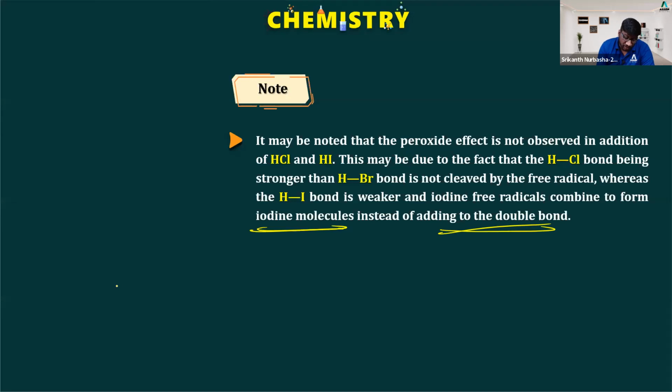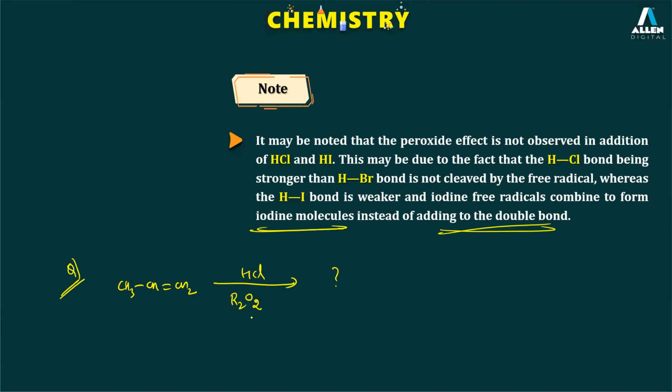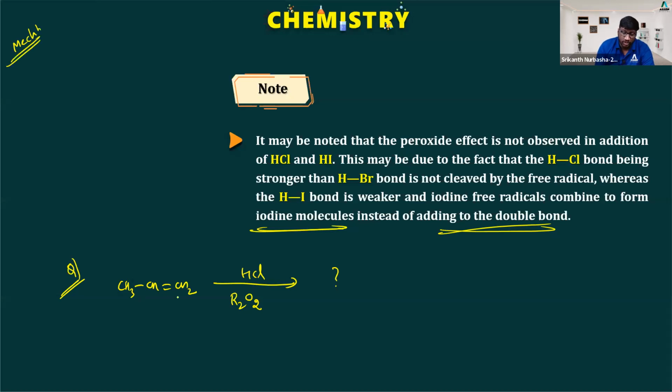Like if I give a question to you in this manner, CH3 CH double bond CH2 treated with HCl in the presence of R2O2, what is the mechanism of this particular reaction? Come on, Atika. If you go with the mechanistic approach, RCH double bond CH2 treated with HCl in the presence of peroxide, what will happen? According to Markovnikov's rule, we can write the product, but what is the mechanistic approach I'm asking?